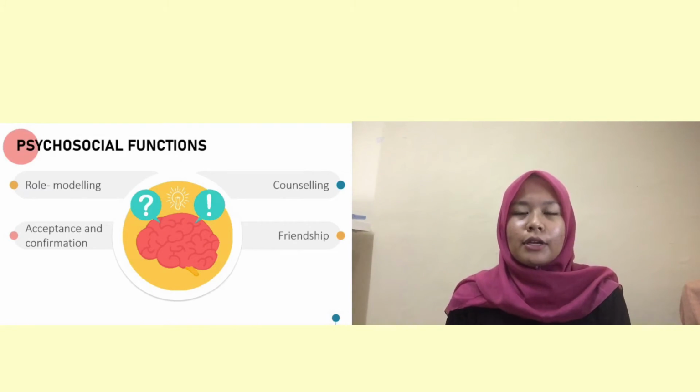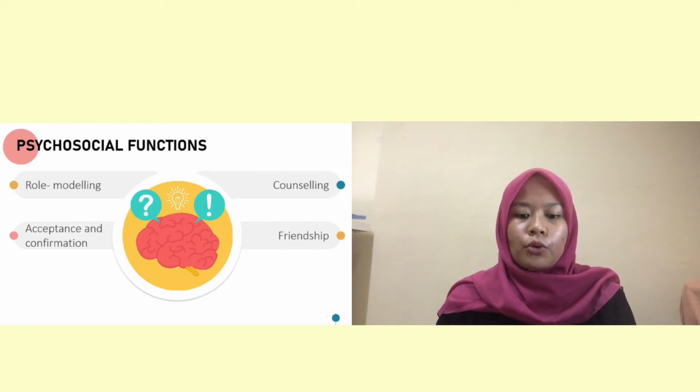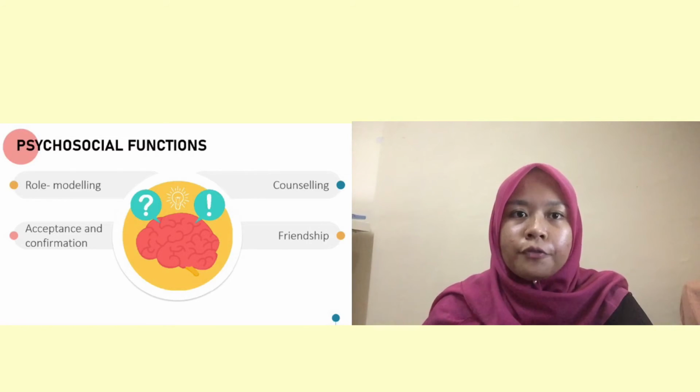The next function is psychological function. This function is mainly used to enhance the mentee's sense of competence and the effectiveness of the managerial role. As you can see on the slide, there are 4 approaches that will be used by the mentor in this function. The first one is role modeling. This is where the mentor's behavior and attitude becomes a model for the mentee. The second one is acceptance and confirmation.